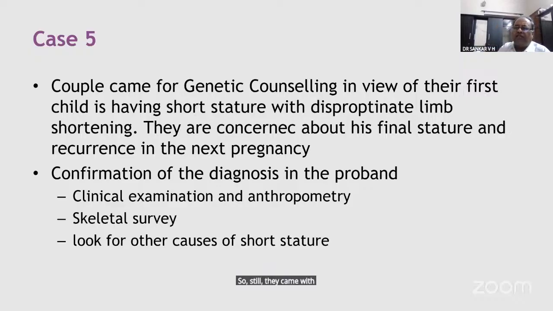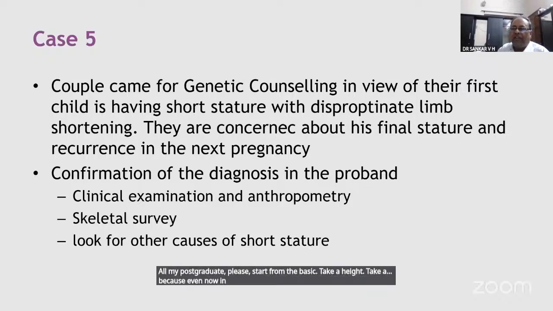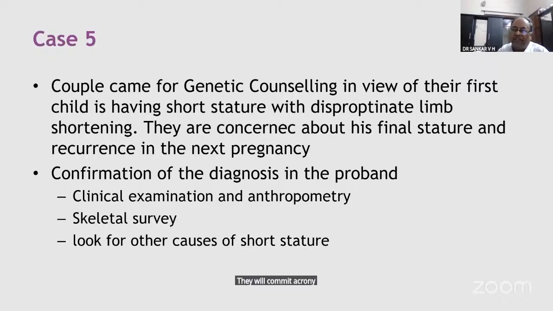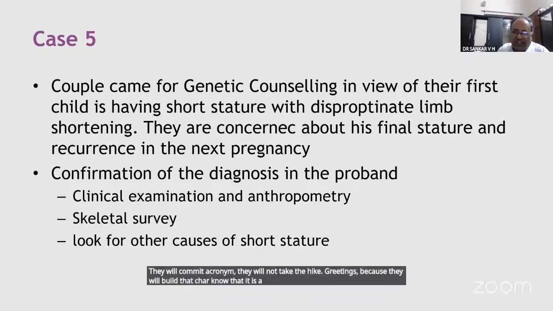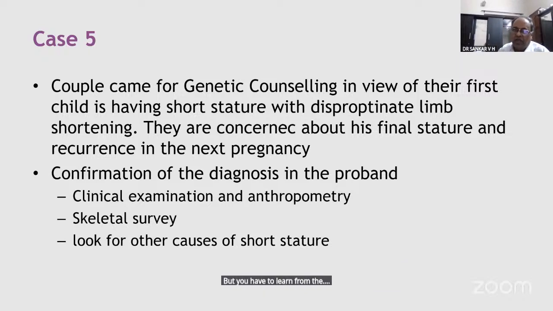You have to start from the basics. All my postgraduates, please start from the basics. Take a height. Because even now in genetic clinic, they will come with achondroplasia and PGs will not take the height, because they will feel that sir knows it is achondroplasia, the mutation has been done. But you have to learn from the starting. You have to take a height and check what the height is. Several times you have to look into that.